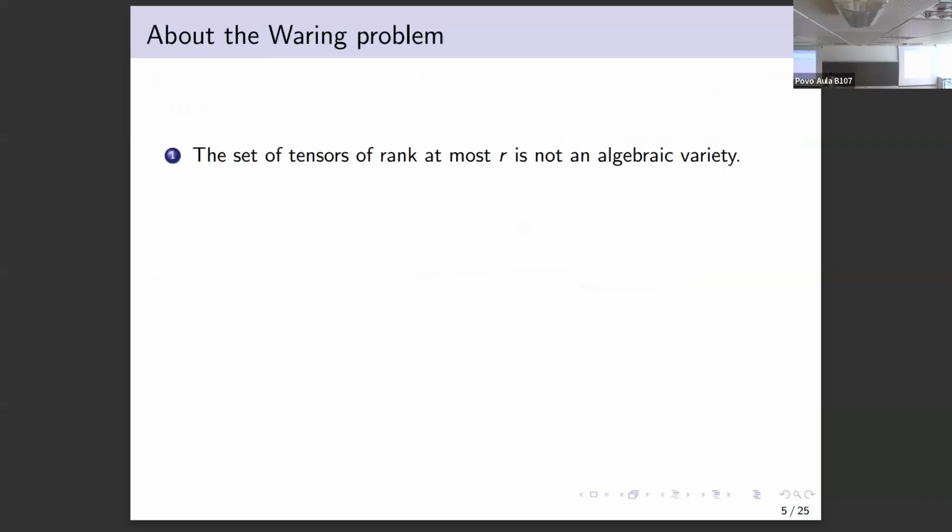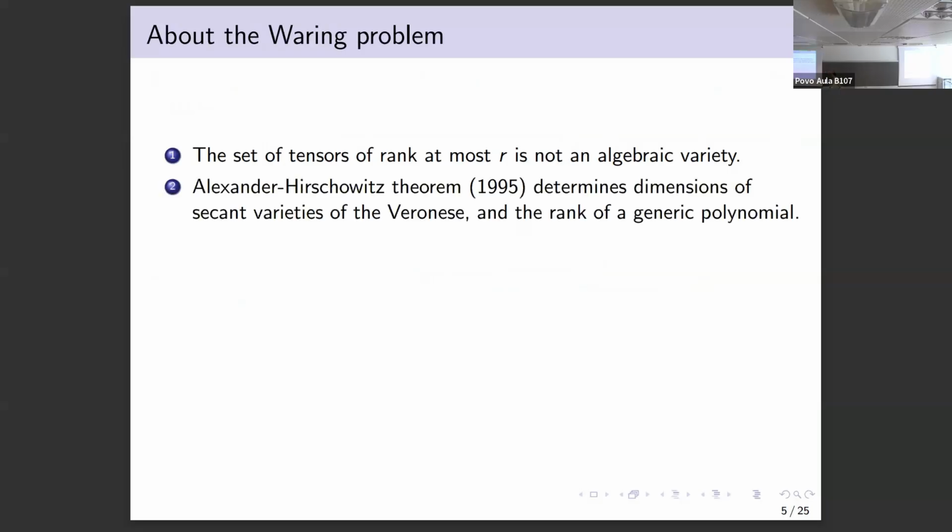So, some context about this problem. This has already been said: the set of tensors of rank at most r is not an algebraic variety, and there's no set of polynomial equations that can give me a test, and so we need to take the closure of this set, for border rank at most r. And there's this very big result in this direction from the algebraic geometry point of view.